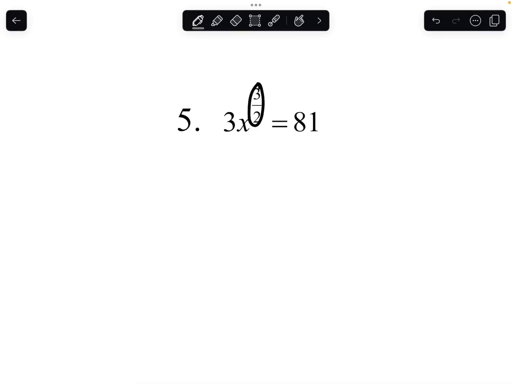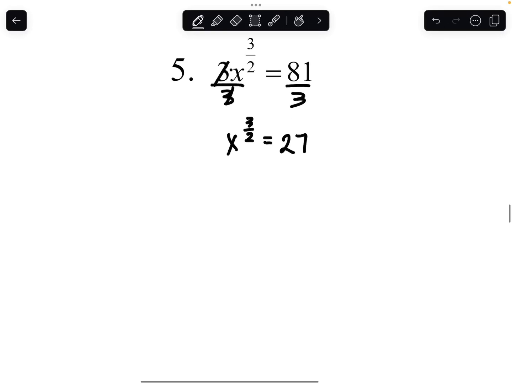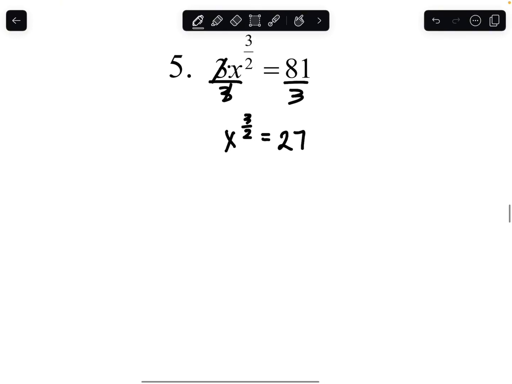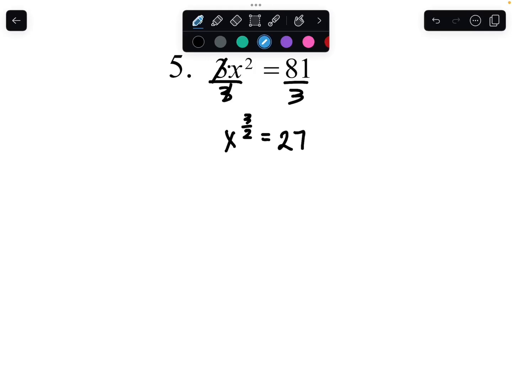Here, before we undo this exponent, we have to get rid of this 3. It's not a part of the exponent, and so we need it to go away first. So we divide both sides by the 3, and we get 27. And then now we're trying to undo a 3/2 power. So we undo that by squaring both sides. One thing you want to make sure of is, since this is the same thing as square root, you can't have this number being negative.